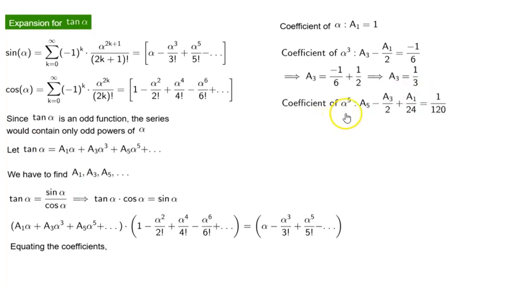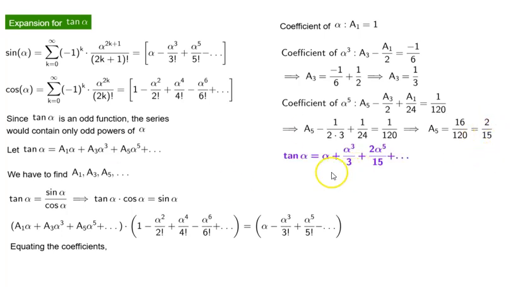Similarly, coefficient of alpha to the power of 5 is a sub 5 minus a sub 3 by 2 plus a sub 1 by 24 equal to 1 by 120. Now here we know a sub 3 is 1 by 3 and a sub 1 is 1. So the only unknown is a sub 5. So evaluating for that, we get 2 by 15.